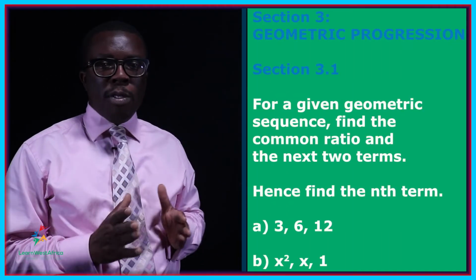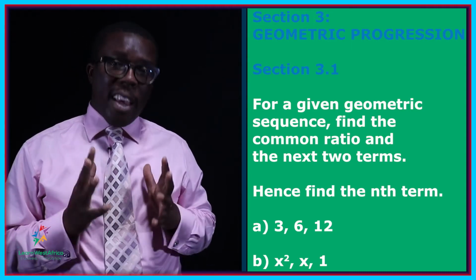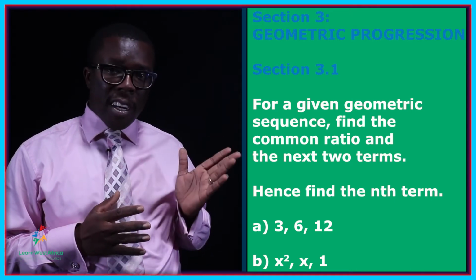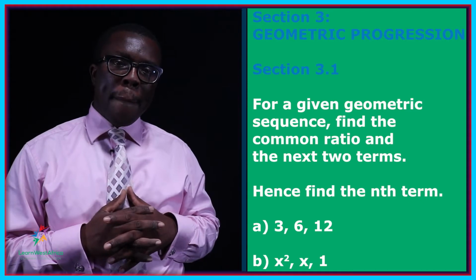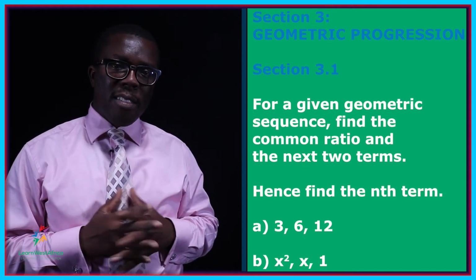For the given geometric sequence, find the common ratio and the next two terms, and hence find the nth term. A: 3, 6, 12. B: x squared, x, 1.